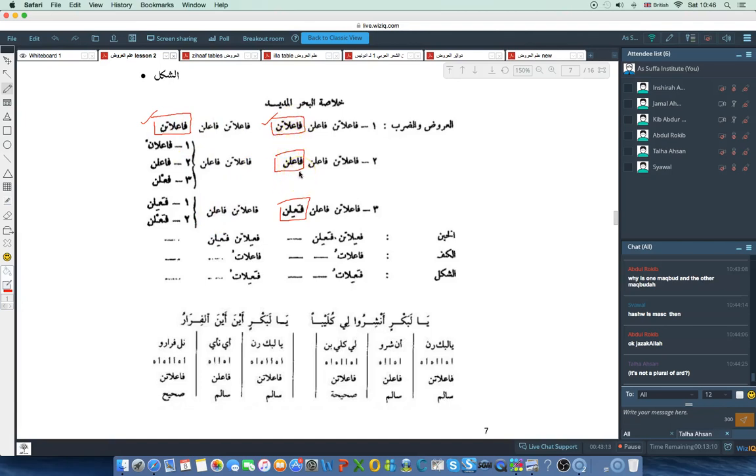Okay, the next one is fa'ilun. If the arood comes on the pattern of fa'ilun, that is, if the arood is hadaf, then the darb can have 3 possibilities. It can either be what is known as qasar, hadaf, or hadaf plus khaban.